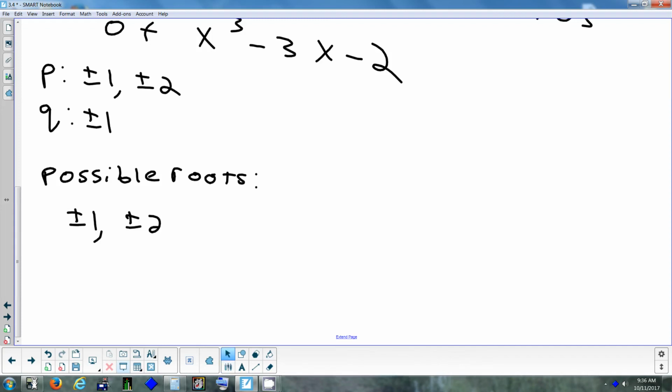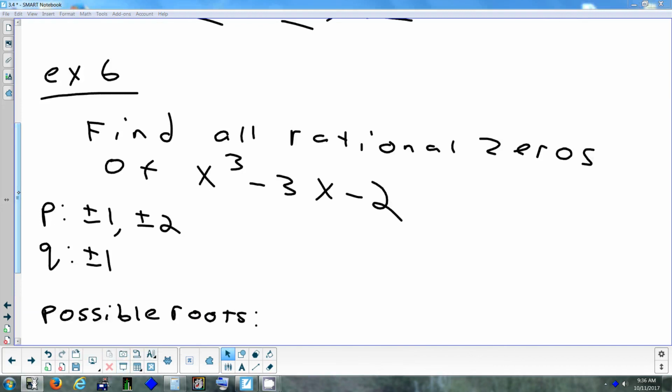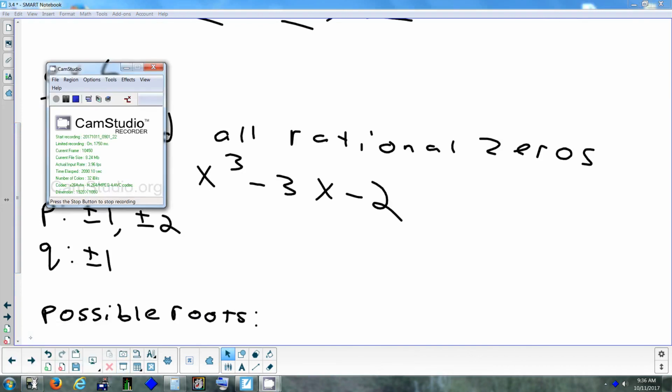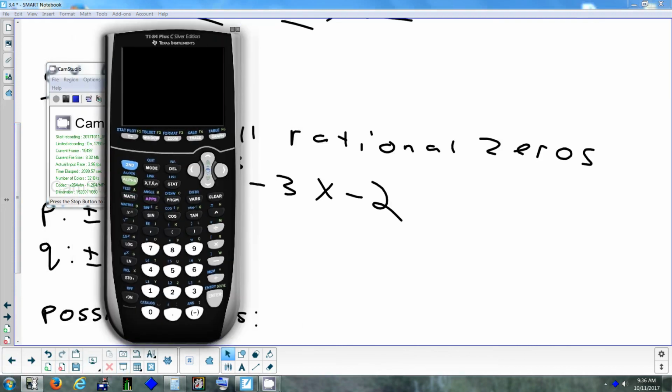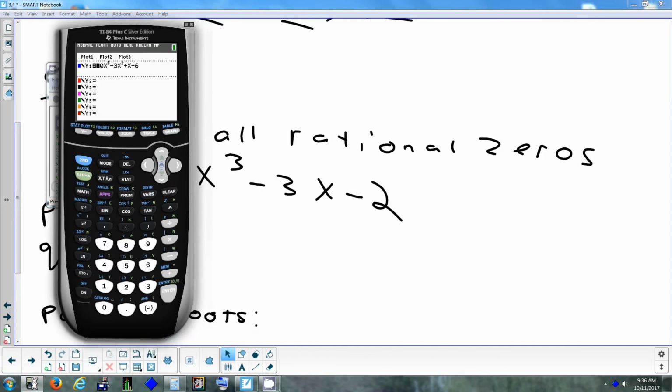So now we've got our rational root theorem done. We're going to graph it, and we're going to see which one of those look reasonable. Because I don't want to waste my time with synthetic division to just get a non-zero remainder. I want to figure out which one of those is going to work before I do synthetic division. All right. So we've got x cubed minus 3x minus 2.